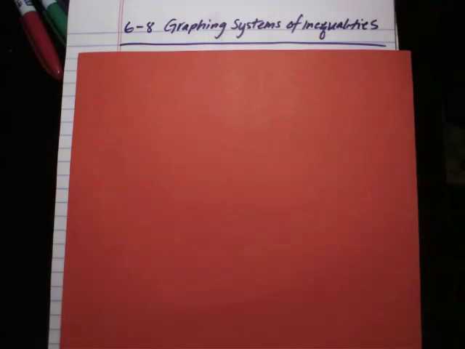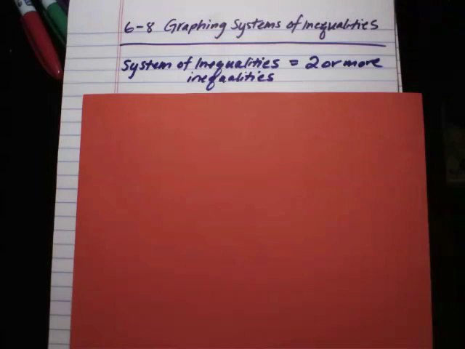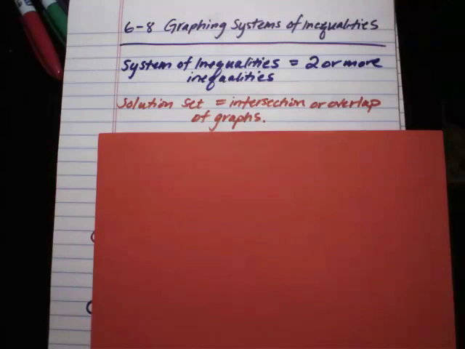Alright, today we're talking about section 6-8, and this is graphing systems of inequalities. This is the very last section in chapter 6. So systems of inequalities are two or more inequalities, and when you graph them, the solution set is represented by the intersection or the overlap of the graphs.